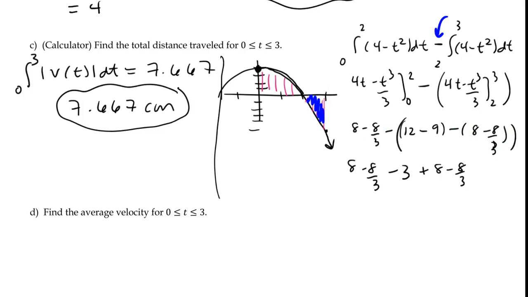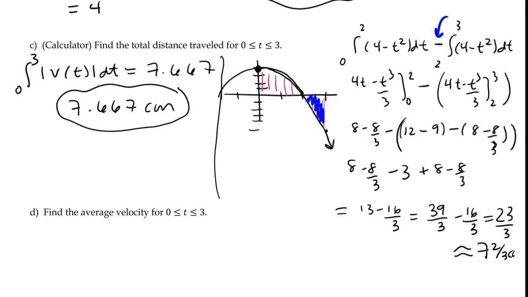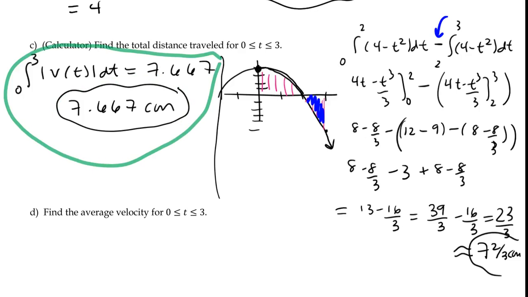I was trying to leave my fractions for the end. So then going on, I'm going to get 8 plus 8 is 16. 16 minus 3 is 13. So 13 minus 16/3. To get common denominator, 39/3 minus 16/3, which is 23/3. What is 23/3 about? It's approximately 7 2/3 centimeters, which is exactly what we got a long time ago using our calculator. Okay, so again, on this problem, if we had a calculator, this would have been the way to go.